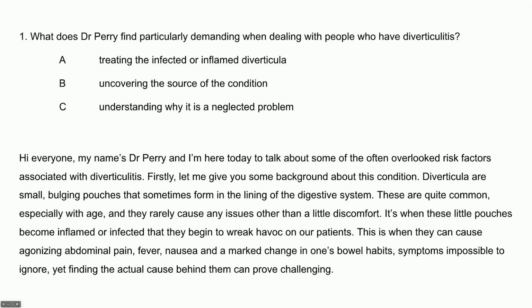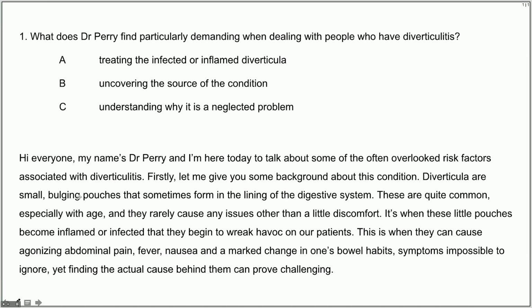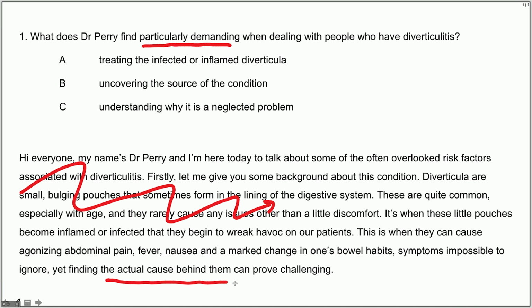Okay, take a look at the transcript here. And if we look closely, what does she find particularly demanding? Okay, so there's lots of stuff mentioned through here. Nothing mentioned about anything being particularly demanding. Right down here in the final sentence, she says, this is when they can cause agonizing abdominal pain, fever, nausea, and a marked change in one's bowel habits, symptoms impossible to ignore, yet finding the actual cause behind them can prove challenging.